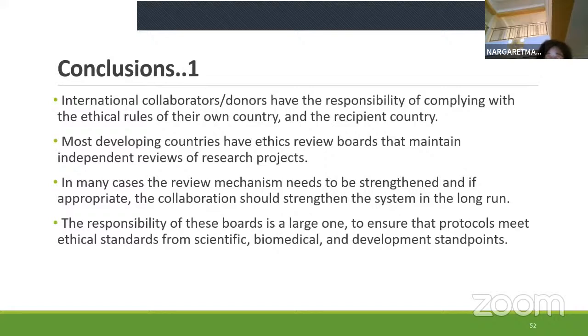The responsibility of the health research ethics committees is a large one: to ensure that protocols meet ethical standards from scientific, biomedical, and development standpoints. The Health Research Ethics Committee are also mandated to have oversight on all the approved protocols, i.e. go to the field and see that the researchers are conforming to what they committed themselves to in the submitted and approved protocol. Next slide, please.